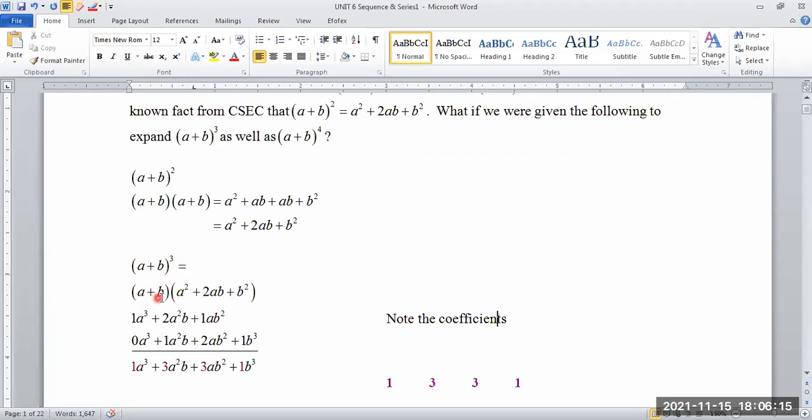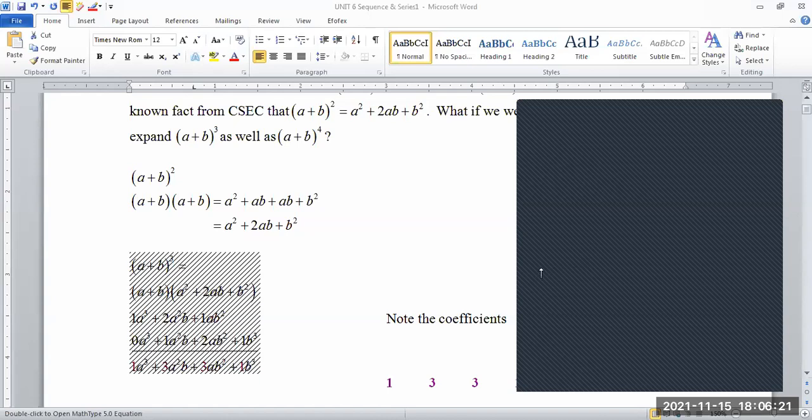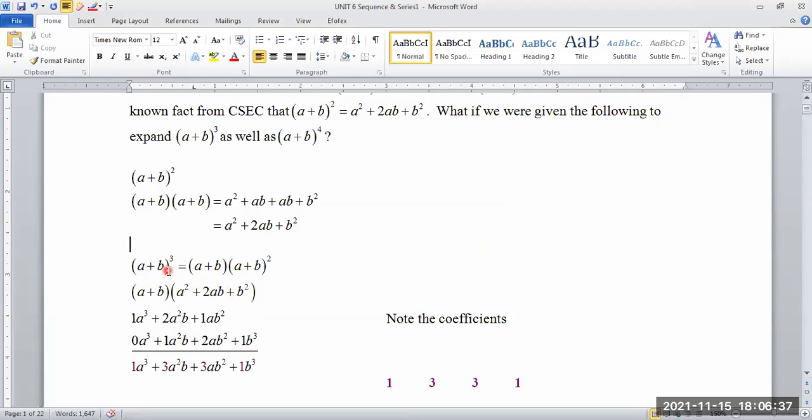Of course, you'll know that's going to be a plus b times, as I said before, whenever I see that black thing come up, it means I am doing something here for you. A plus b all cubed is the same thing as a plus b times a plus b all squared. But you know that a plus b all squared from up here is a squared plus 2ab plus b squared. Then I'm going to distribute it over a plus b.